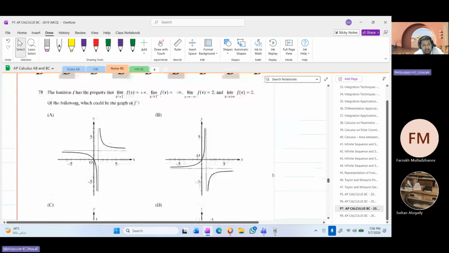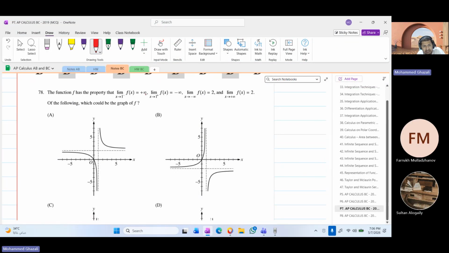Next one. The function f has the property that the limit as x approaches 1 from the left is positive infinity. So if you're approaching 1 from the left, there's the vertical line x equals 1. It can't be this one because that's going towards negative infinity. Can you beat this one? 1 from the left is positive infinity, and 1 from the right is negative infinity. The limit as x approaches negative infinity is 2, but on this side it is minus 2, so it can't be this.